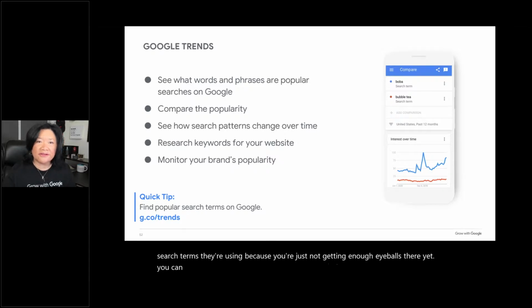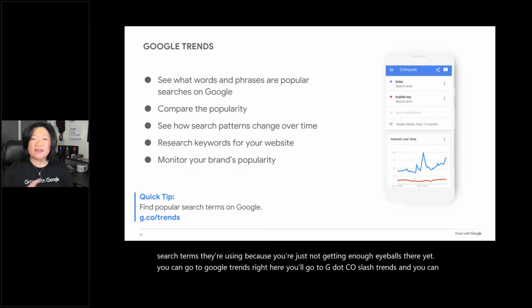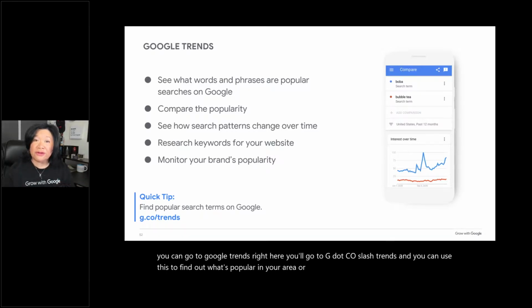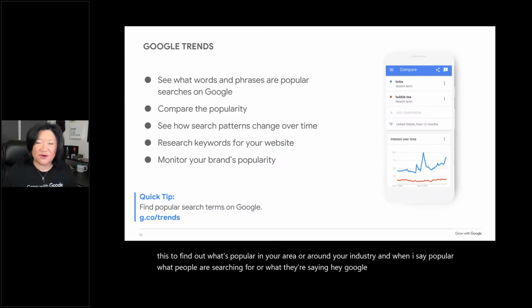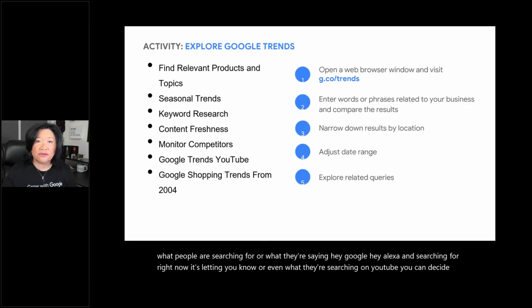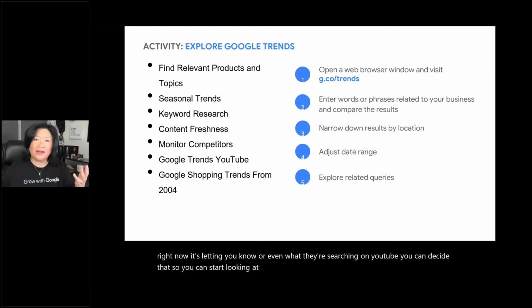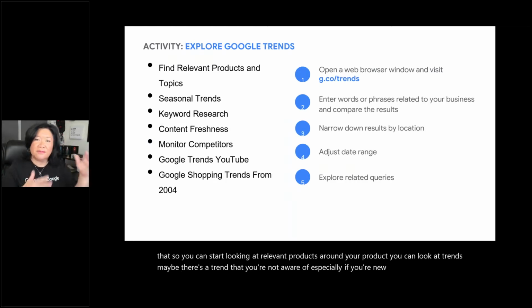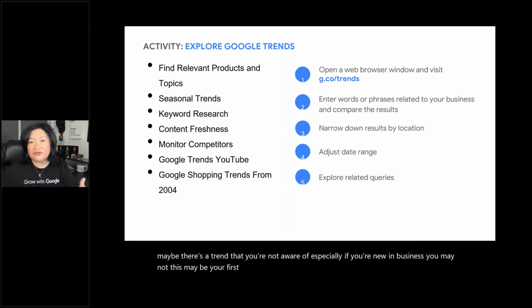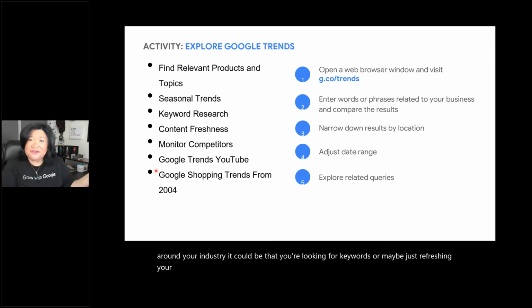You can go to Google Trends right here. You'll go to g.co/trends, and you can use this to find out what's popular in your area or around your industry. When I say popular, I mean what people are searching for, or saying, hey Google, hey Alexa, or even searching on YouTube. You can decide that. So you can start looking at relevant products around your product. You can look at trends. Maybe there's a trend that you're not aware of, especially if you're new in business. This may be your first year and you don't know what trends are happening around your industry. It could be that you're looking for keywords, or maybe just refreshing your content because you do want to fish where the fish are.